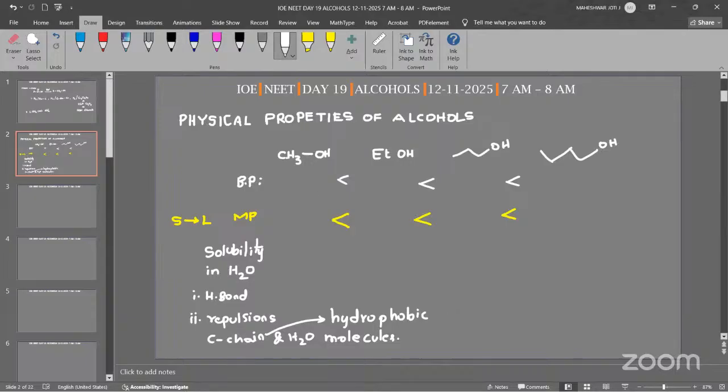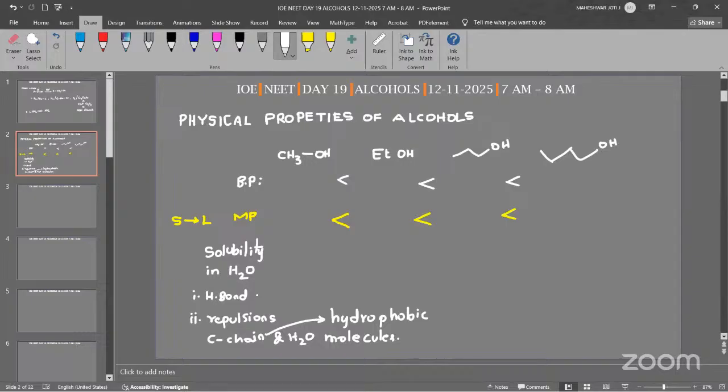So with respect to number of carbons, in methanol 1 carbon, ethanol 2 carbons, propanol 3 carbons, butanol 4 carbons. So butanol has more number of carbons. So butyl chain will have more hydrophobic nature. So butyl alcohol solubility in water is less than that of propyl alcohol, is less than that of ethyl alcohol, is less than that of methyl alcohol.